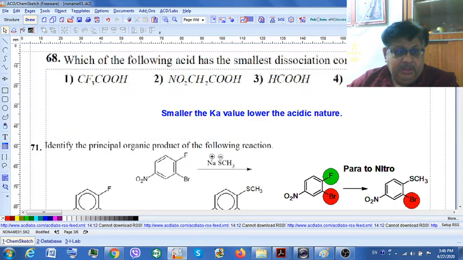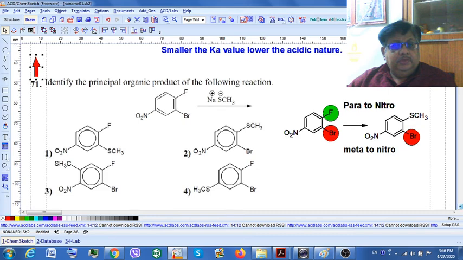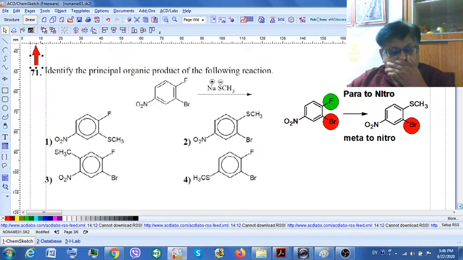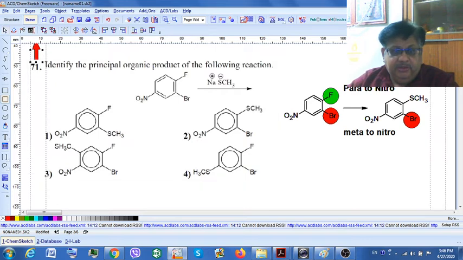Question number 71. I repeat, question number 71, and this is where I'm coming to. Now if you notice this particular question here, I'm referring to this particular point. Again, I'll take help of a pointer. This is my pointer. Now this particular compound I'm referring to.